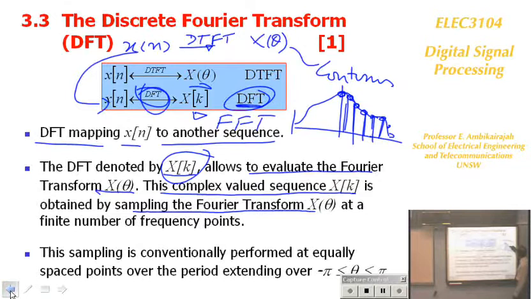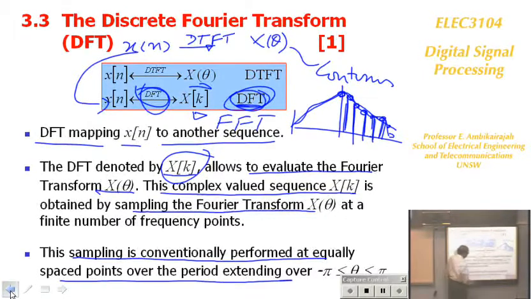So if this is your x theta continuous one, you sample that. And it's called frequency sampling. So you've got a frequency continuous signal. Not like time sampling, where you've got an analog signal and you look for digital values. In the frequency domain, you've got a frequency spectrum, you look for discrete values. That's called frequency sampling. That is exactly what DFT does. This sampling is conventionally performed on equally spaced points on the unit circle between -π and +π.